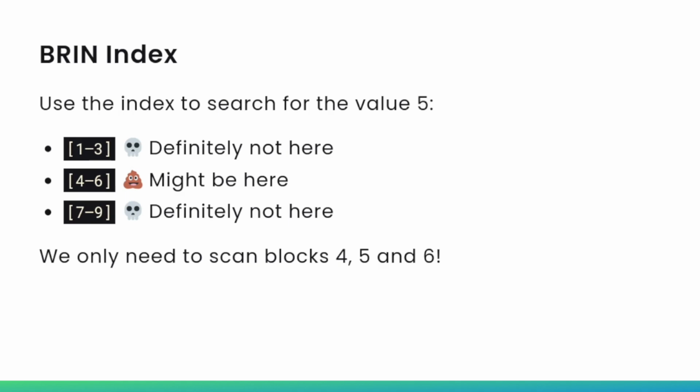If it does exist in the table, it might be in this range, okay? So the last range is 7 through 9, and we say that 5 is definitely not here because 5 is not between 7 and 9. So now using the BRIN index, we know that we only need to scan blocks 4, 5, and 6. So basically using the BRIN index, we were able to eliminate 2/3 of the table. We can now focus only on blocks 4, 5, and 6.